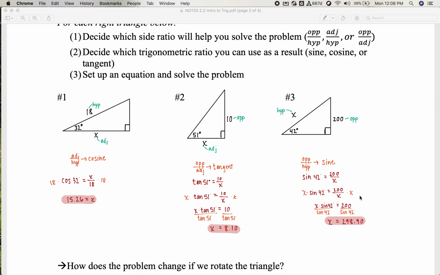And once again, I end up with one of these two-step solving problems where the x is in the denominator. So I'll multiply both sides by x to undo the division, and now the x is not fully isolated, so we can use division to undo the multiplication. Go type 200 divided by sine of 42 in your calculator, and we get the correct answer, 298.90. So here's your just basic intro into using sine, cosine, and tangent as functions that provide these ratios that apply to these similar triangles.